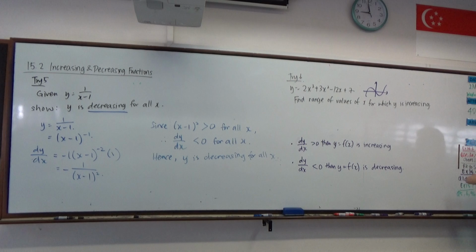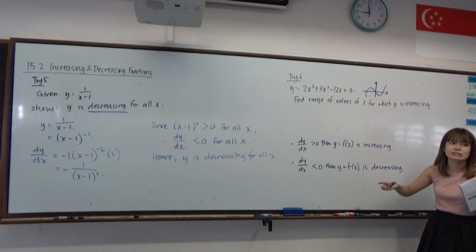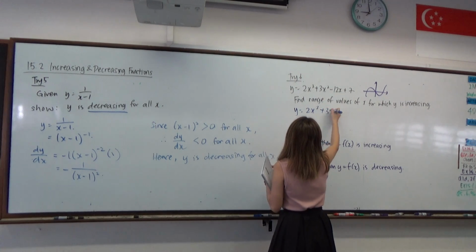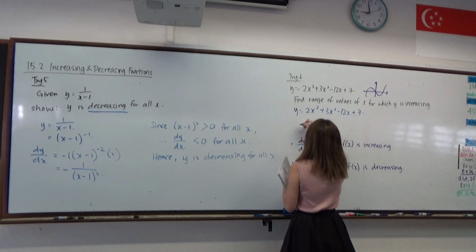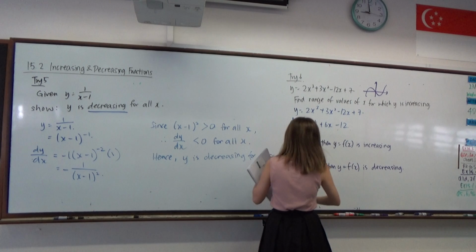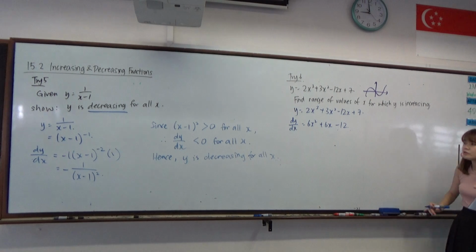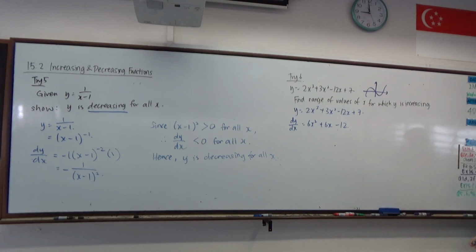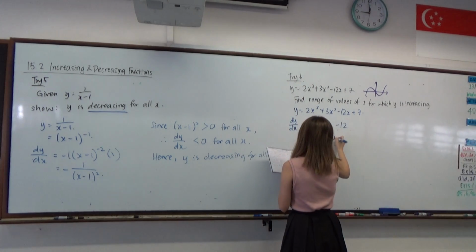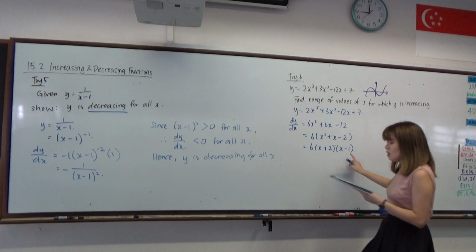Okay, so since you're looking at when y is increasing, our derivative that we're supposed to be looking at should actually be dy over dx is more than 0. So we first find out what is the derivative. So finding that our dy over dx is equals to 6x squared plus 6x minus 12. If I were to factorize this, we will be getting this.